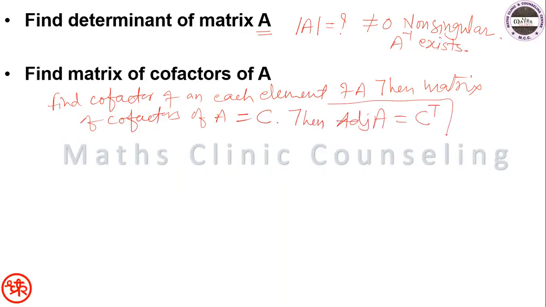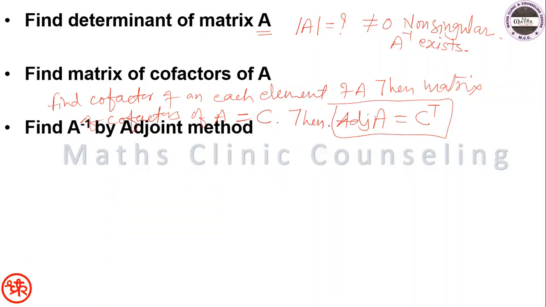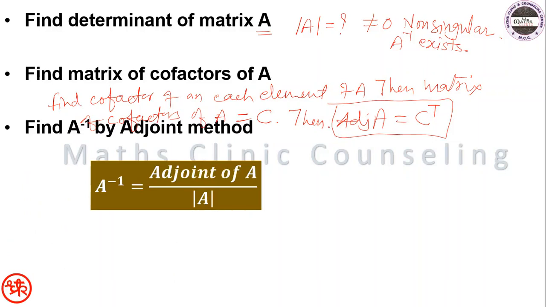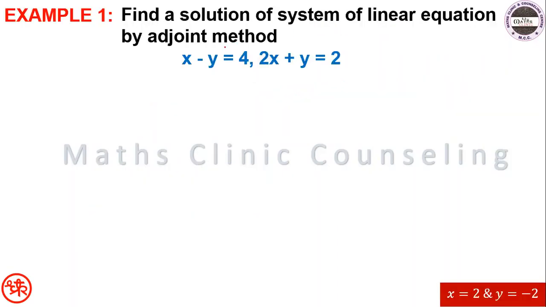ये फॉर्मूला लास्ट लेक्चर में हमने देखा ही है. Okay, so you will get A inverse by the adjoint method. What is the formula? Adjoint of A divided by determinant of A. So, understood? So can we move to the example now? Okay. So let us see the first example.